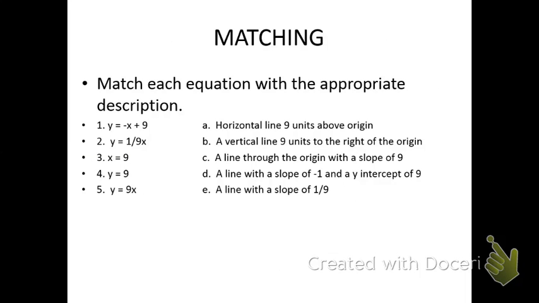As a grand finale here this evening or this afternoon, whenever you're watching this, see if you can answer these 5 problems with matching each equation with the appropriate description. So go ahead and pause this and see if you can match 1, 2, 3, 4, and 5 with the correct A, B, C, D, and E. And then come back to class, ready to do some practice with this on Monday.